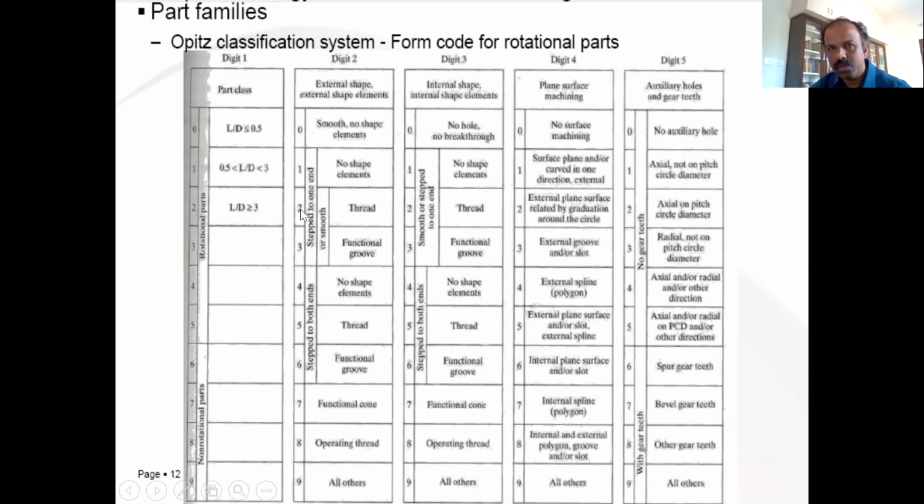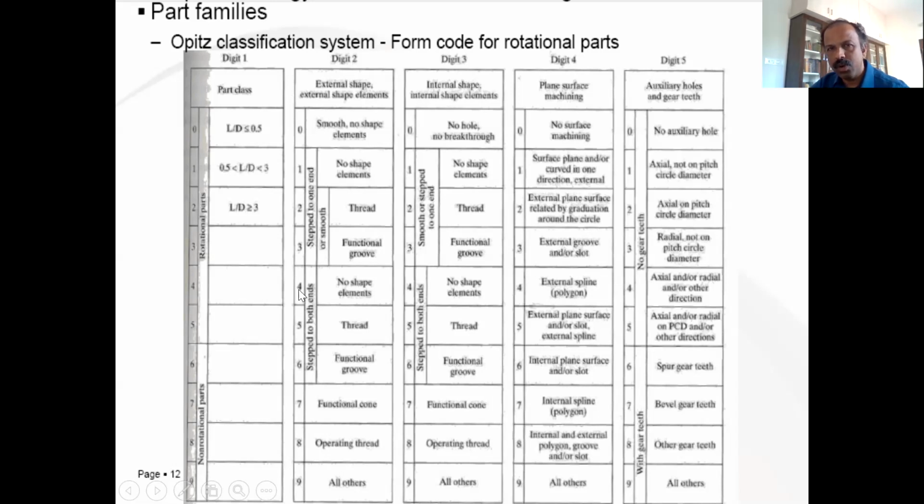Then code 2 is there if the shaft has a thread. Number 3 comes if the shaft has a groove. Similarly, if it is stepped to both ends, it means centrally you have a larger diameter, to the left you have a shorter diameter, and also to the right you have a shorter diameter. That means the step is on both sides of the main shaft.